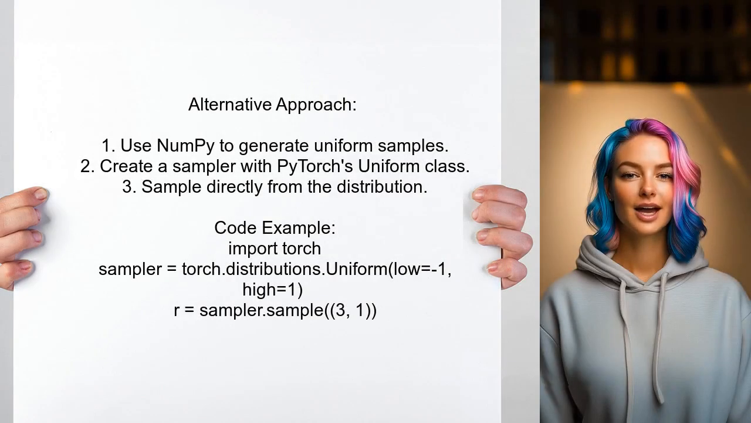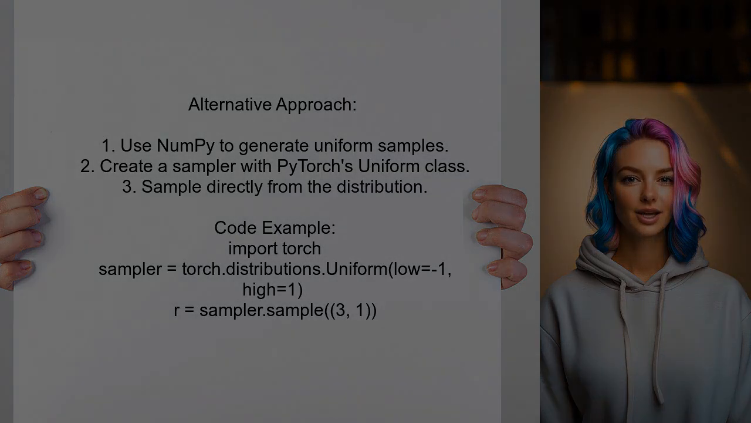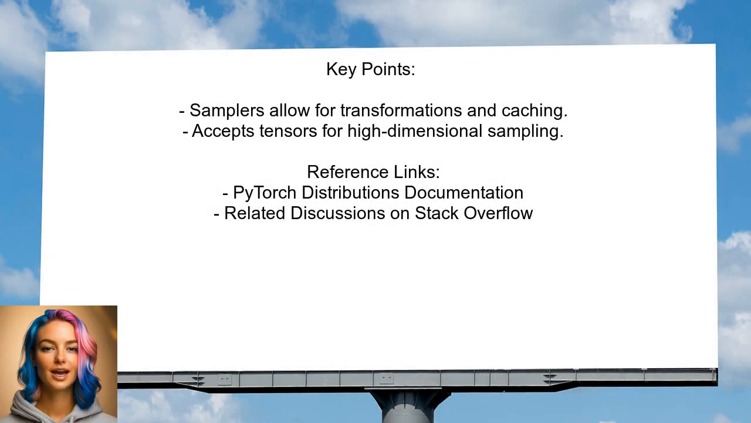Now, let's see a response from a different user. An alternative approach to generating a uniform distribution in PyTorch involves using the uniform distribution class. First, you can generate samples using NumPy, then create a sampler with PyTorch's uniform class. This allows you to sample directly from the distribution. The user also notes that using a sampler can be beneficial for transforming or caching distributions. The user mentions that while they find the sampler useful, they are unsure of its necessity compared to directly sampling in one line. They also highlight that the sampler can accept tensors for high-dimensional intervals, making it versatile for various applications.